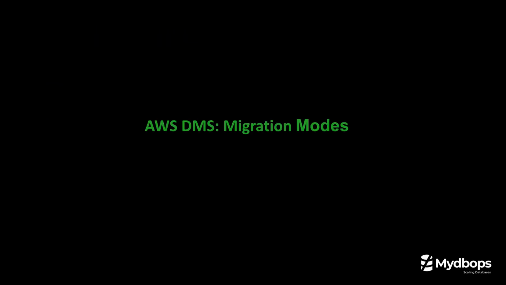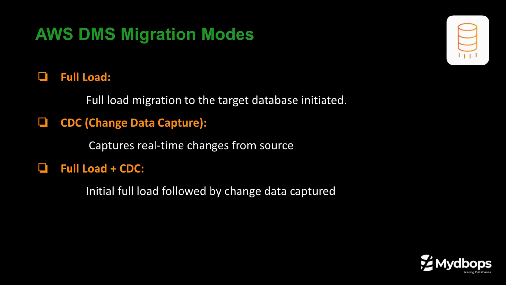Now let's look at the migration modes available in DMS. On AWS DMS, we have three major migration modes. First, the full load. This method copies all the historical data from the source database to the target database. And once the full load is completed, DMS will automatically stop.